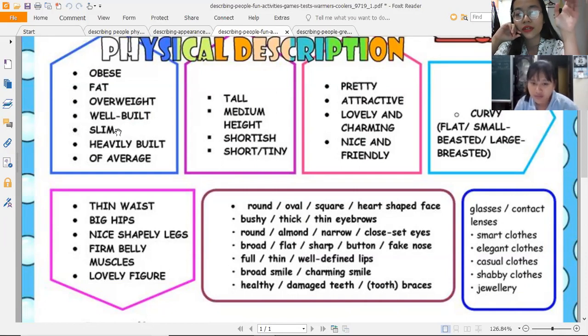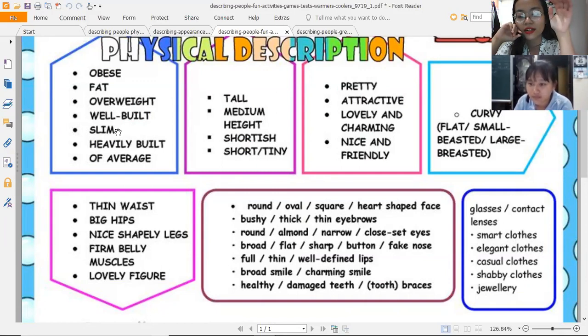A little bit higher, 150 centimeter. Okay, so this one we call shortish. Okay, hơi thấp, a little bit short. Okay, it's not short. That's it, a little bit higher than short. So we call it shortish, right? And then the short and the tiny, okay.